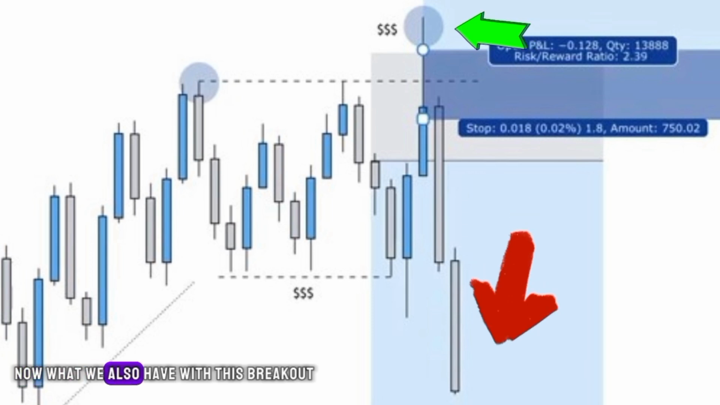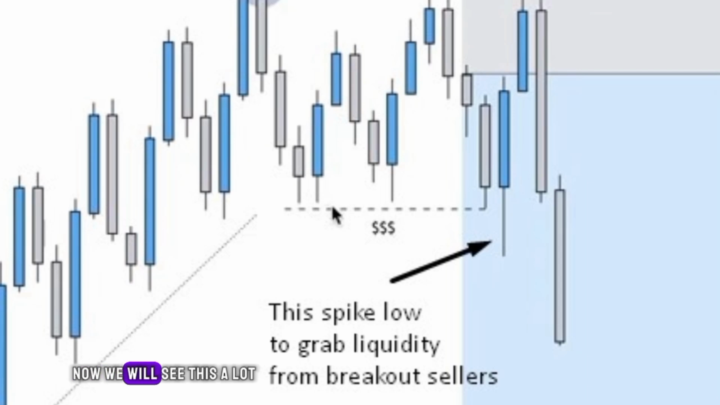Now what we also have with this is breakout traders, who look to set an entry on the breakout of a potential area. So we are essentially grabbing sell-side liquidity as well as buy-side liquidity. Now we will see this a lot, see how we got some really huge momentum after that liquidity grab. This is not uncommon.